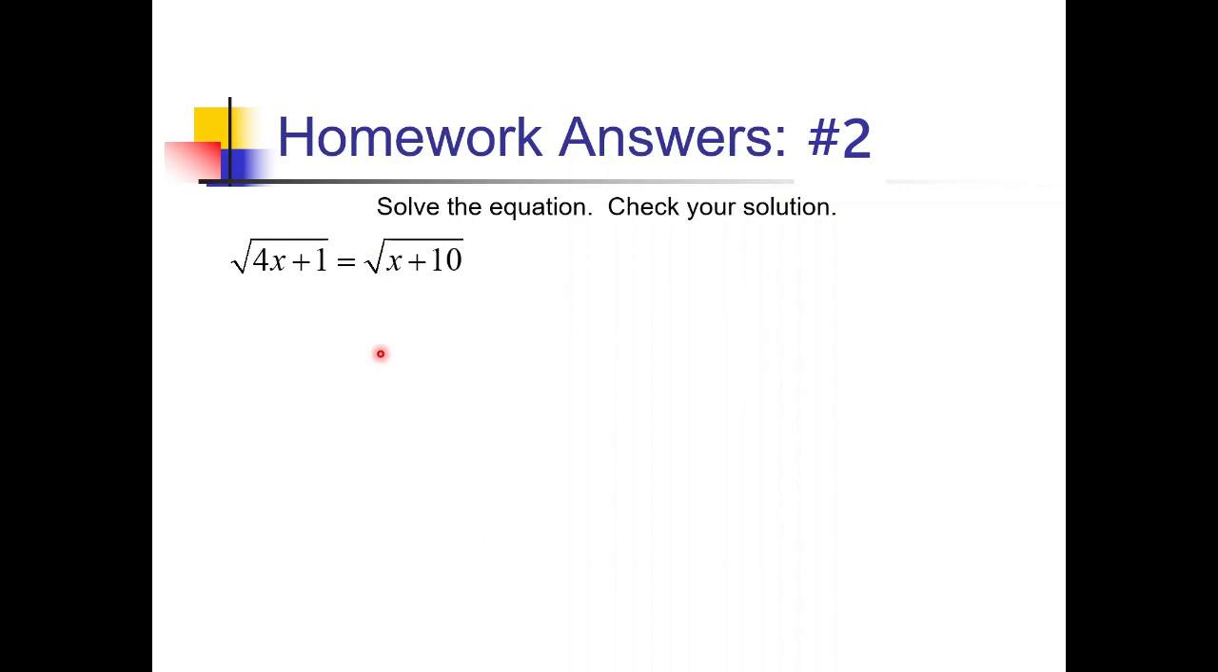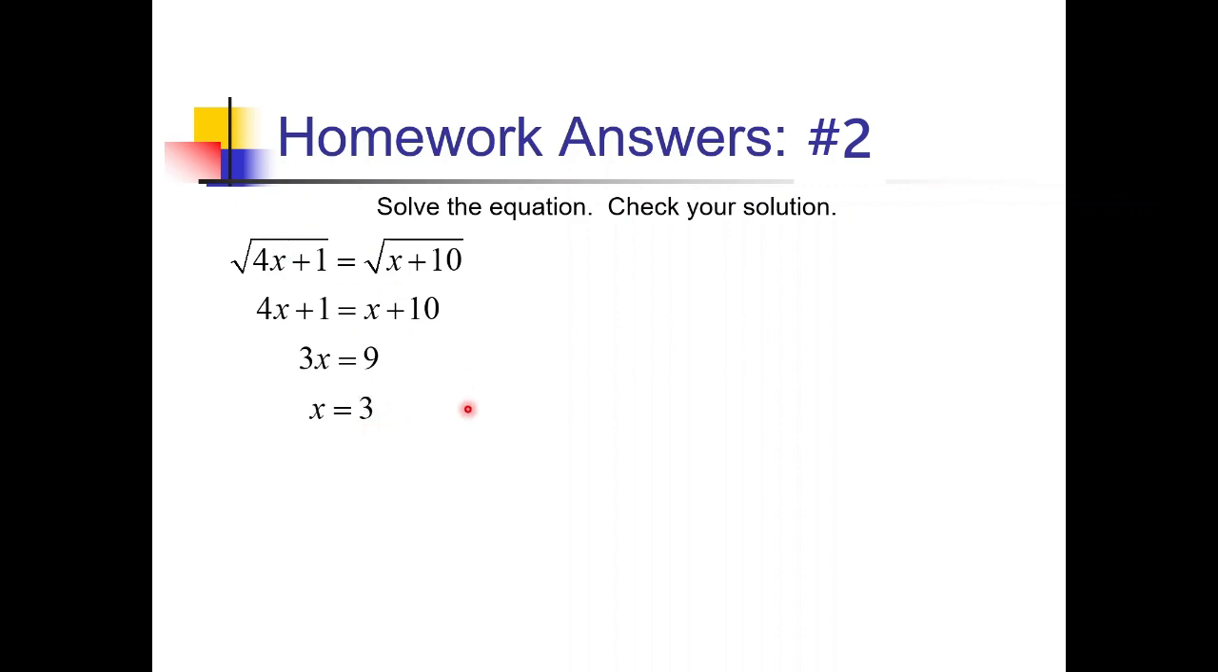For this problem, since we have one radical on each side, we can immediately raise both sides to the index, which is the second power. So squaring both sides, basically getting rid of the square roots, we just end up with 4x plus 1 equals x plus 10. And then I can subtract x over to the left, giving me a 3x over there. Subtracting 1 over to the right gives me a 9. And dividing by 3 gives me 3 for my answer.